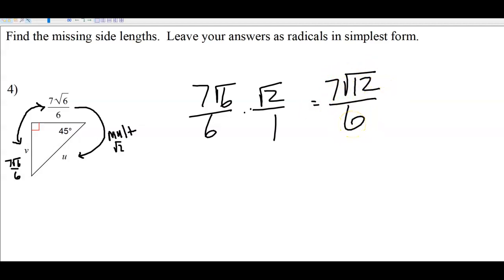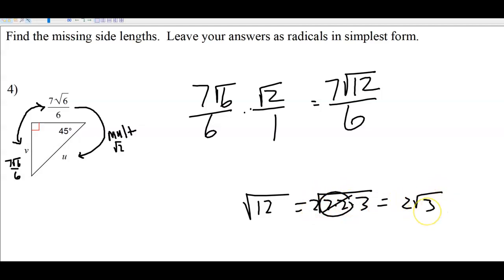You may have to simplify these things, right? So the square root of 12, let's do that first. The square root of 12 is the square root of 2 times 2 times 3, if you break it down. And if you take out your pair, you end up with 2 radical 3. So this is 7 times, instead of square root of 12, I'm going to put 2 square root of 3 over 6. Now these multiply, right?